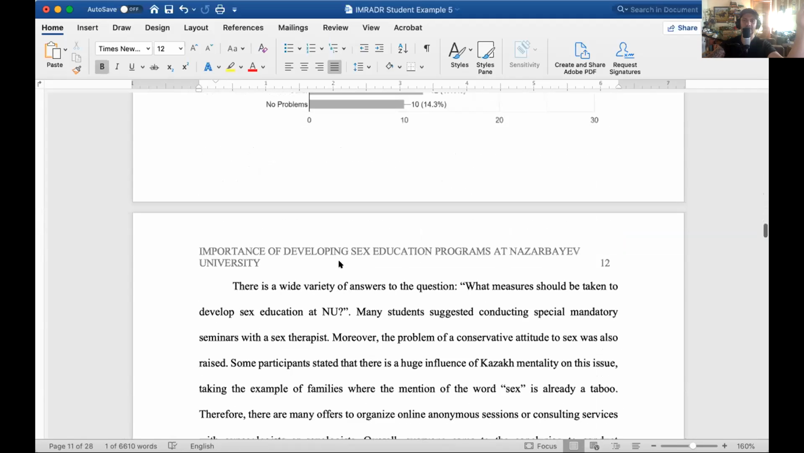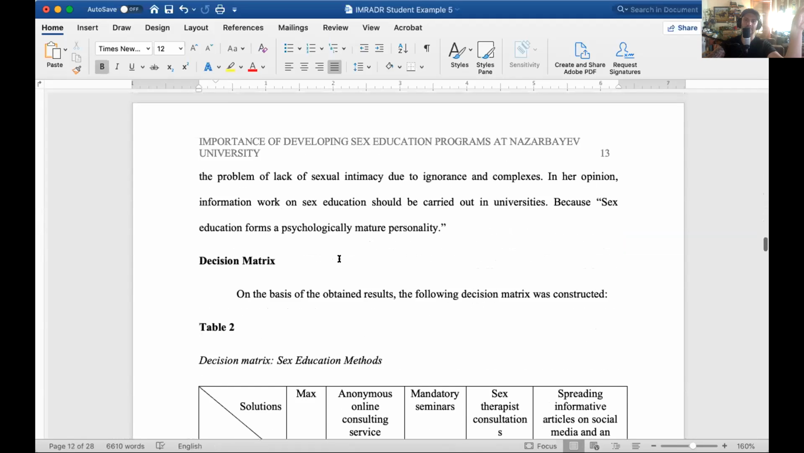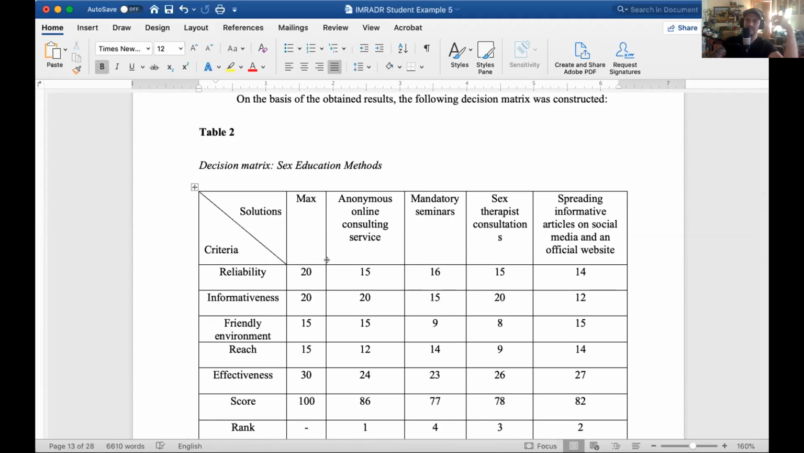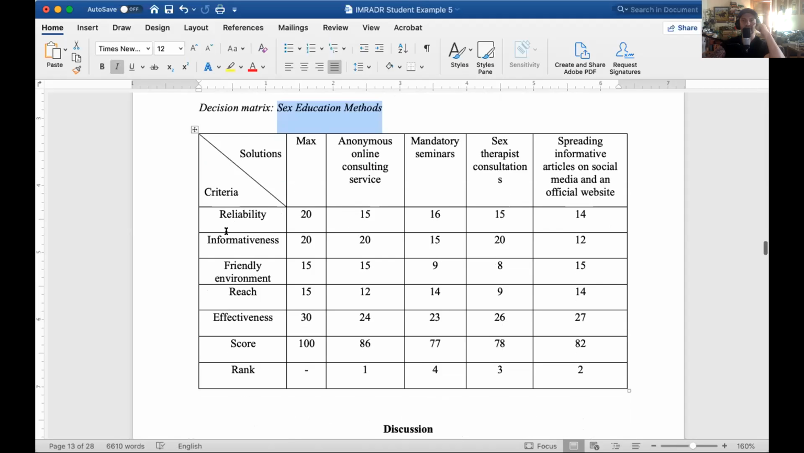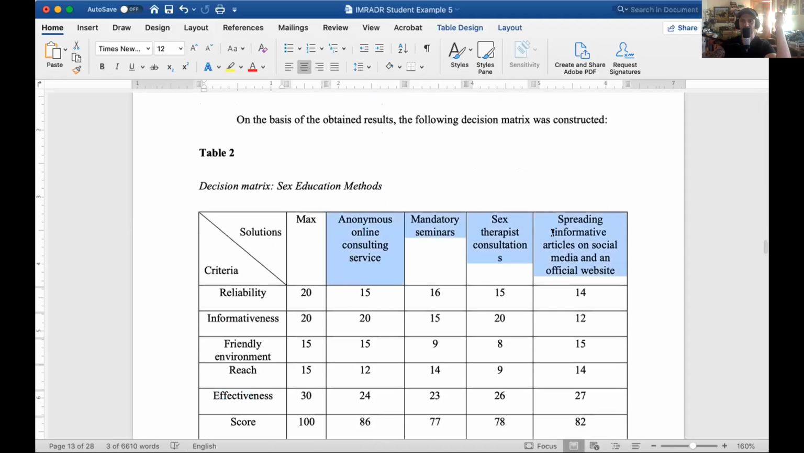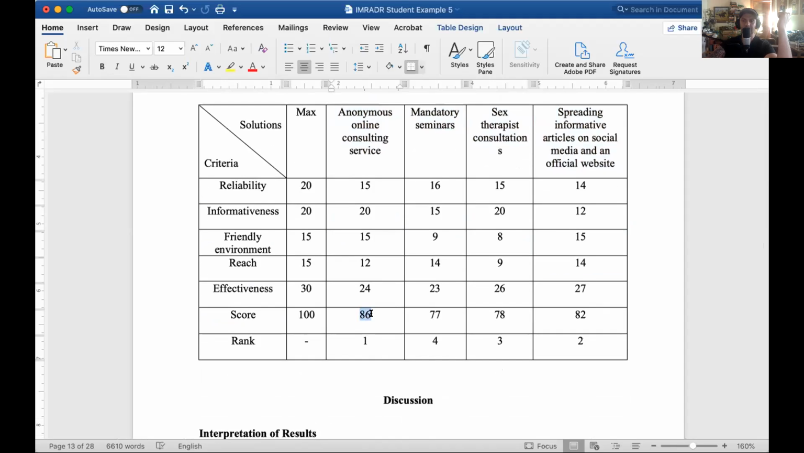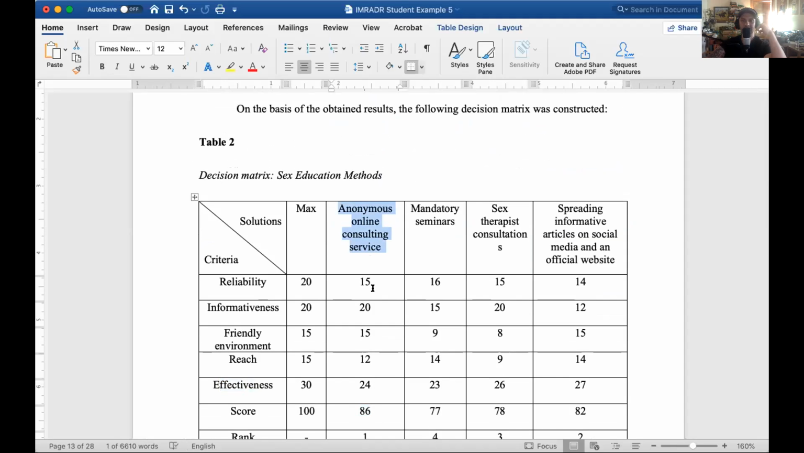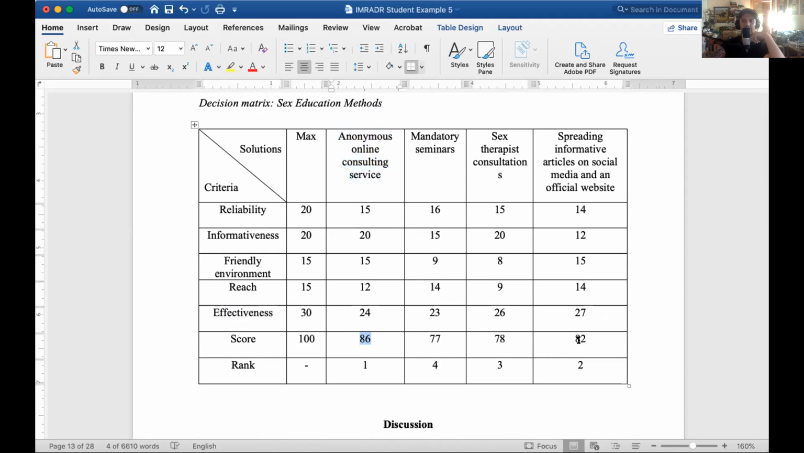Again, we talked about all of this, but I just want to show you what their research is about, so you understand the discussion section a little bit better. So they have a decision matrix on sex education methods. They have 5 criteria here: reliability, informativeness, environmental friendliness, reach, and effectiveness. And then they have their different methods of sex education based off of their ranking. This online consultation service was the top scorer, followed by spreading informative articles on social media, right? But they all seem to get fairly high scores there, out of 100.